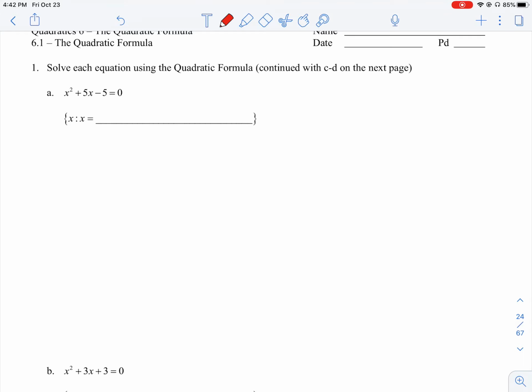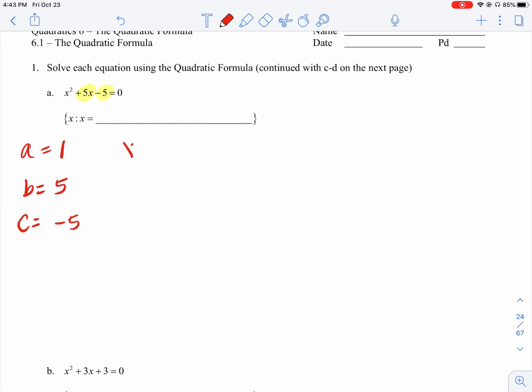Okay, let's start. We have A, B, and C. So our C is negative 5, our B is 5, so we have C in here. We have a B, and of course, our A is the coefficient of x squared, which is 1, right? 1x squared at this point.